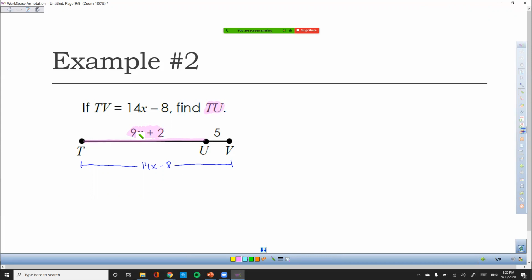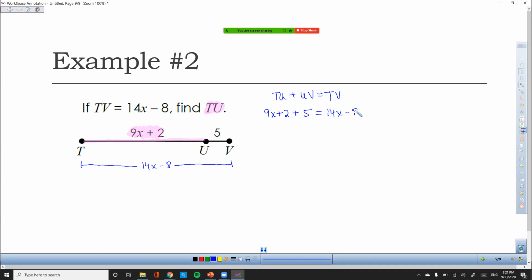And so how can I solve for x? How can I set up my equation? Again, with my segment addition postulate, which tells me that the length of segment TU plus the length of segment UV equals the length of segment from T all the way to V. Again, I get that from my drawing here. Let's substitute in our information. The length of segment TU right here is 9x plus 2, plus the length of segment UV, they told me is 5. That should equal the length of segment TV. In this case, they gave me the whole length, which is 14x minus 8. And there you go, I set up my equation.